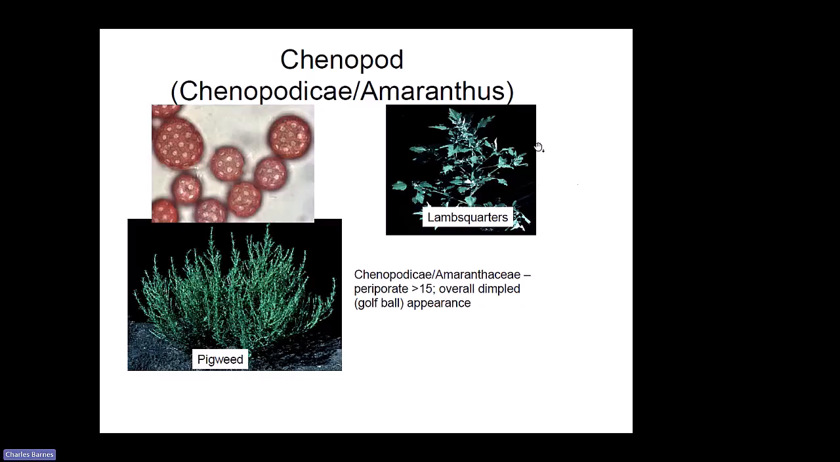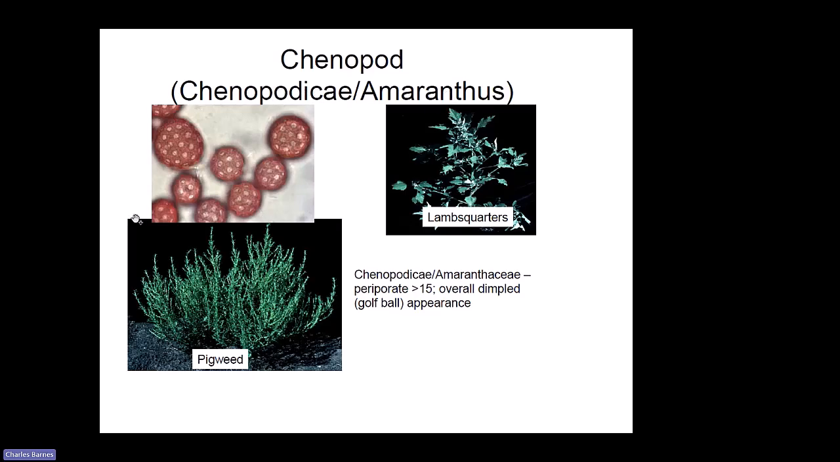Now, when you find ragweed, you also generally find chenopod or amaranth. The biologists have been going back and forth with the names, Amaranthus or Chenopodiaceae, but the pollens all look pretty much the same. It's this soccer ball look that's periporate, but with more than 15 pores to distinguish it from the plantain. Things that have a weed in the name other than ragweed are generally in the Chenopod amaranth family.